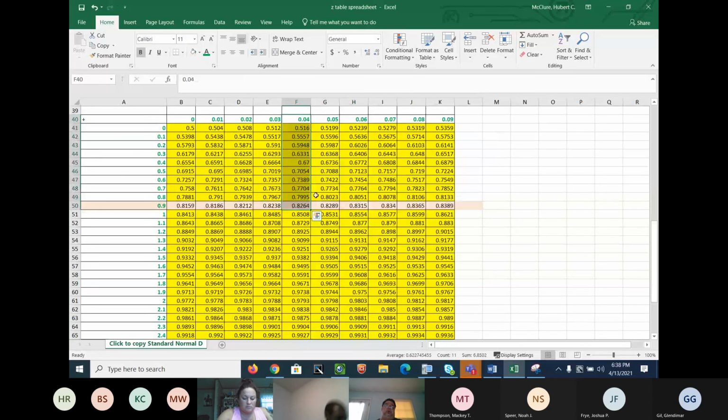I'm trying. Just hold on. And where do the two overlap? 0.8264. So that's the blue by the table. 0.8264. And while we got the table out, let's go down to the negative.